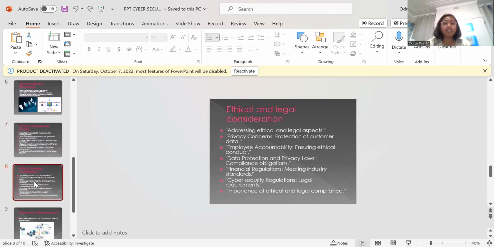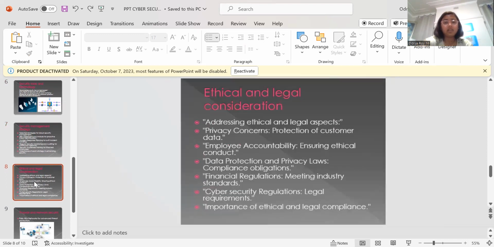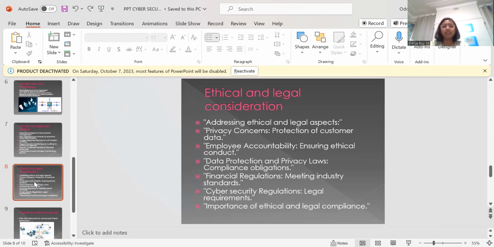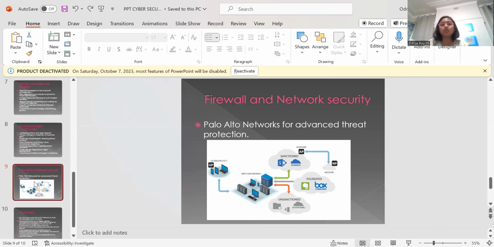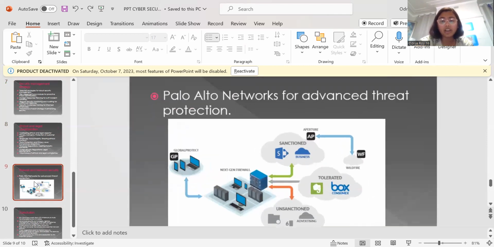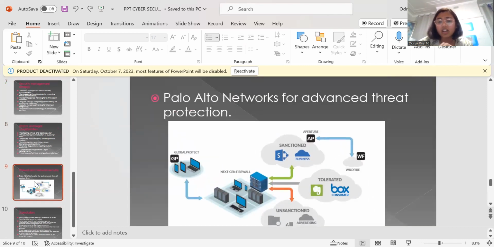So, what can be the ethical and legal considerations we can consider here? First of all, addressing ethical and legal aspects, we can consider privacy, employee accountability, data protection, financial regulation, cybersecurity regulations, and the importance of ethical and legal compliance. So for firewall and network security, we can see the structure of Palo Alto Networks for advanced threat protection. Here are sanctioned, unsanctioned, tolerated, next generation firewall, GlobalProtect, and WildFire.